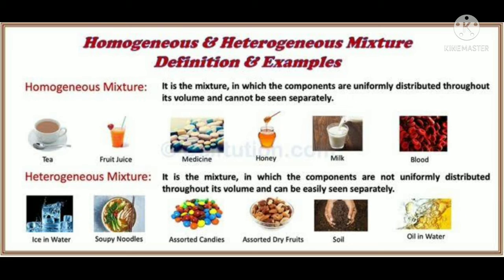Like what? Tea, isn't it? We can't differentiate that this is milk, this is tea leaves. All are together uniformly distributed. Fruit juice, medicine, honey, milk, blood. Okay, these are homogeneous mixtures. We can't see them separately.